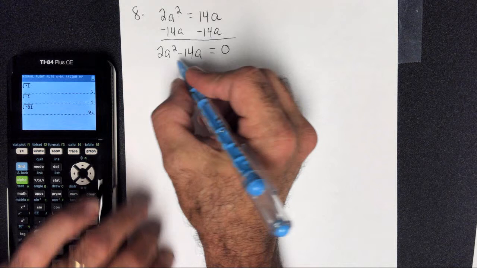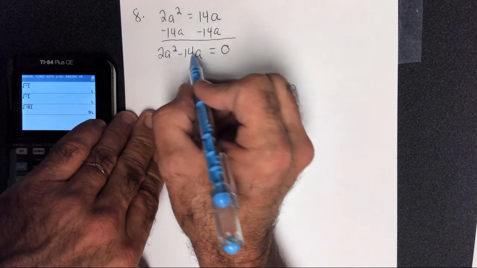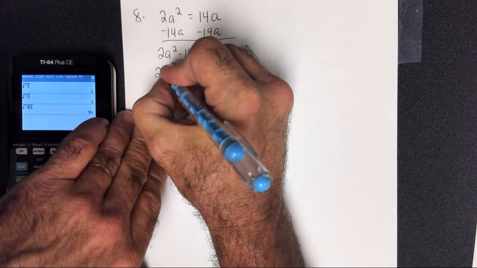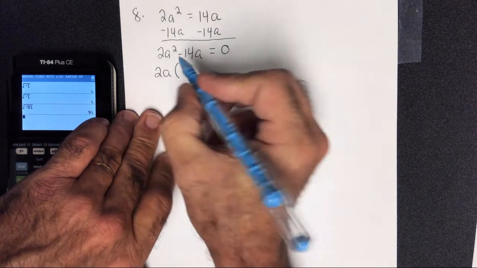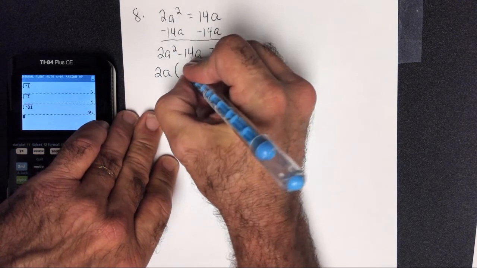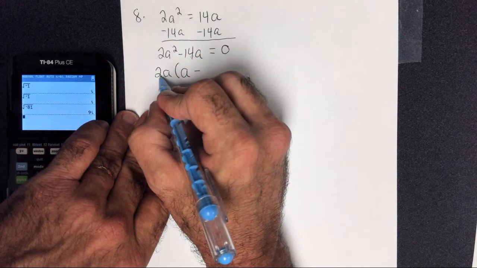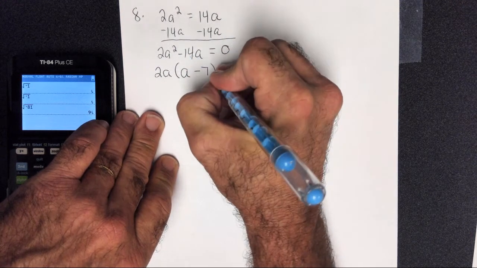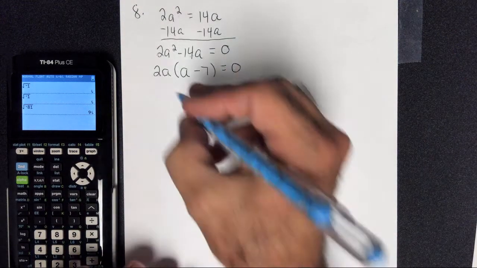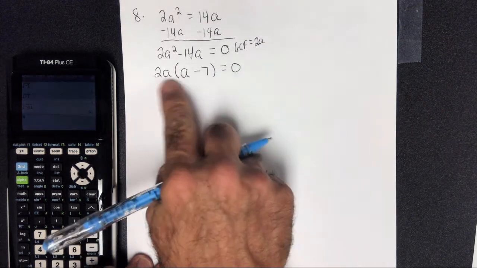Alrighty, so the way I would solve this one is factoring out a greatest common factor, because 2 and 14 both have a 2 in them. A squared and a both have an a in them. So if you factored out a 2a from both of these, 2a squared divided by 2a leaves you an a, minus 14a divided by 2a leaves you a 7, and all that's equal to 0. So what I did on this was factor out the GCF, which was a 2a.